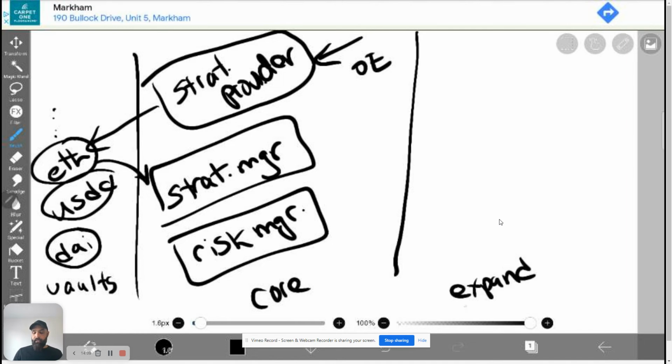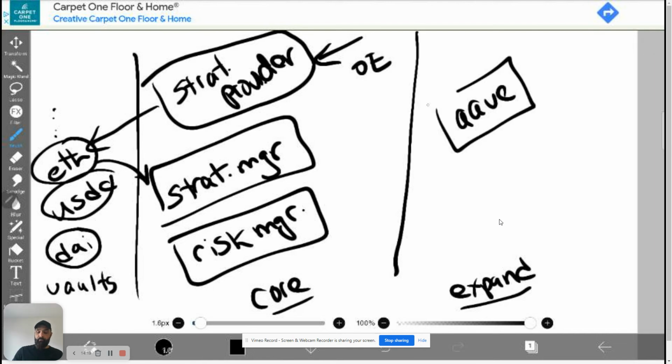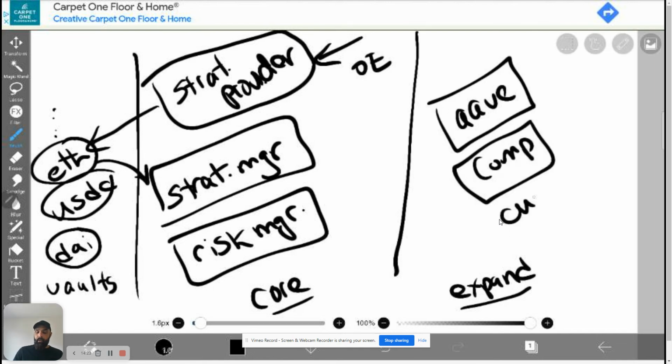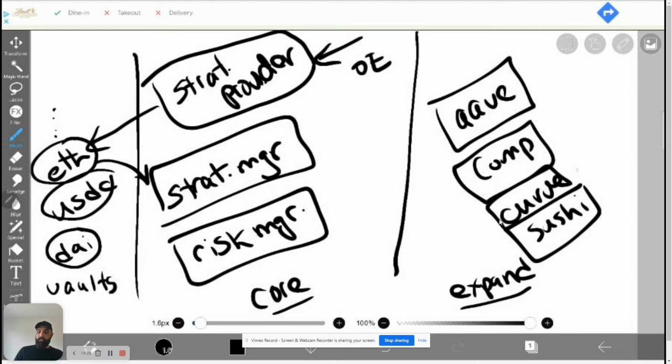Just to give you an idea, we have about 17,000 lines of Solidity code, and more than half of that is in the expandability layer. Here is where you have adapters. We have adapters for Aave, for Compound, for Curve, and for Sushi. You can imagine that just by adding one adapter, we get lots and lots of pools, which means we get lots and lots of strategies.